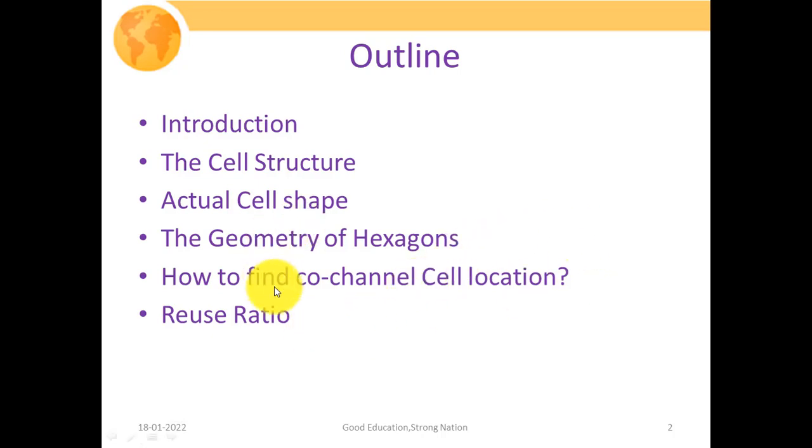Then we're going to discuss how we find the co-channel cells' location. And finally, we're going to conclude by discussing one important ratio, that is our reuse ratio, what it is and how we have defined it.